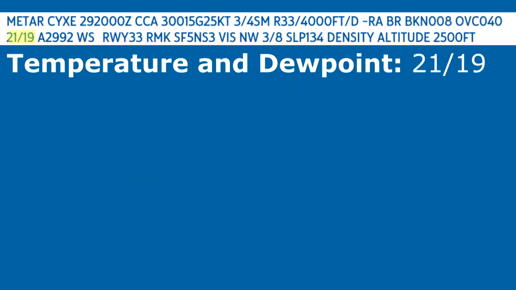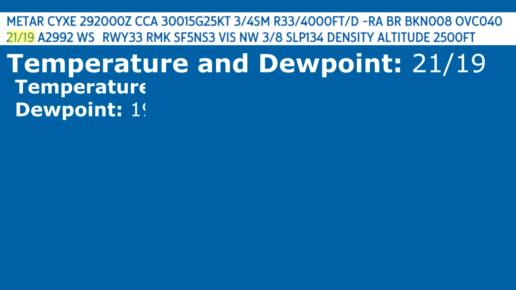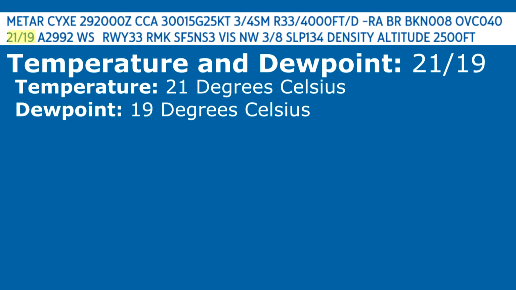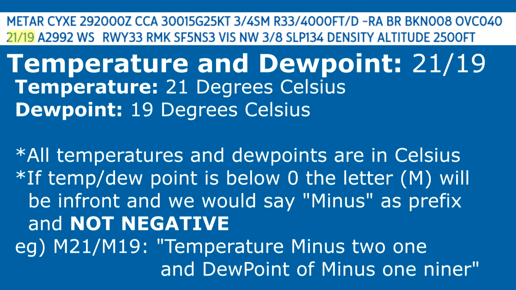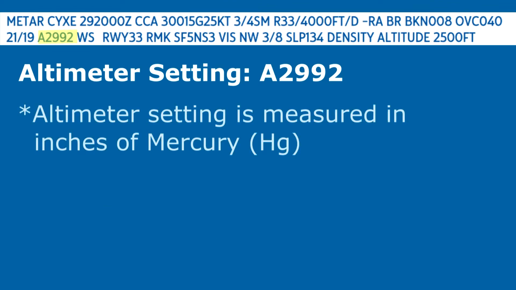And the next part we have is temperature and dew point. So in this case, it's temperature 21 and dew point of 19 degrees. If it's a negative temperature, it's associated with the letter Mike. So Mike 21 or Mike 19, then it'll be minus 21, minus 19 degrees. And the next one is altimeter setting. So altimeter setting is associated with the letter Alpha in front of it and is listed by the 4-digit number after it. So you can see in this case, altimeter 2992.